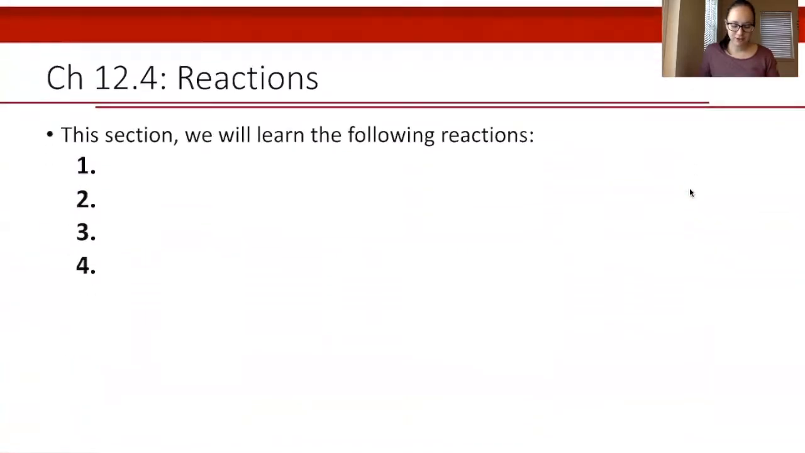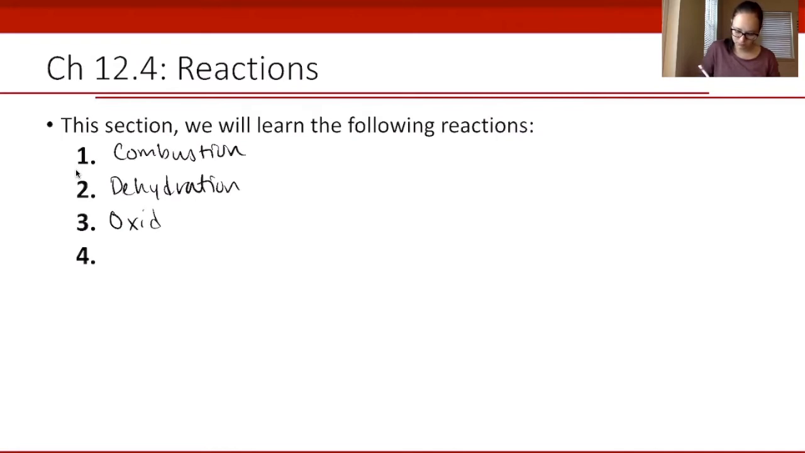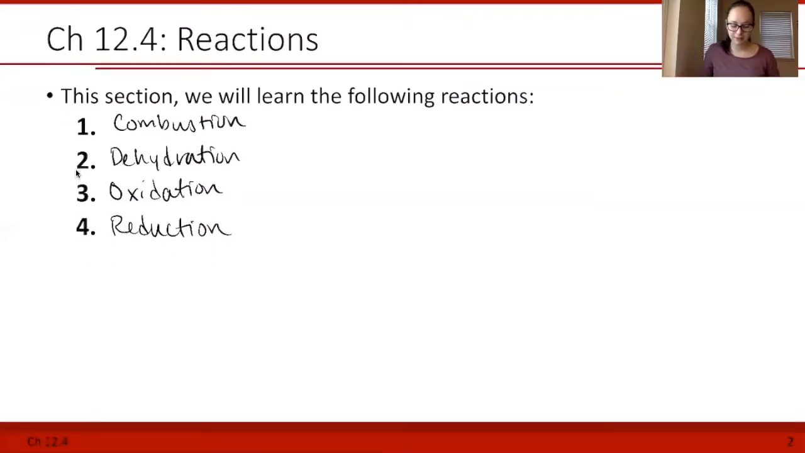The 4 reactions that we are going to learn in this section are combustion, dehydration, oxidation, and reduction. As we go through these reactions, you'll see some comparisons and contrasts with the reactions we already learned of alkenes in chapter 11.